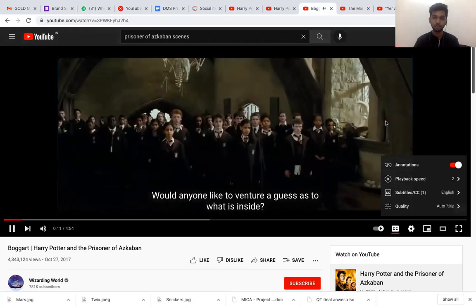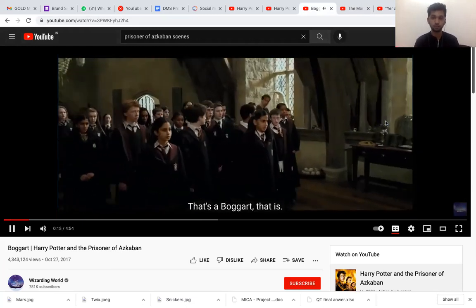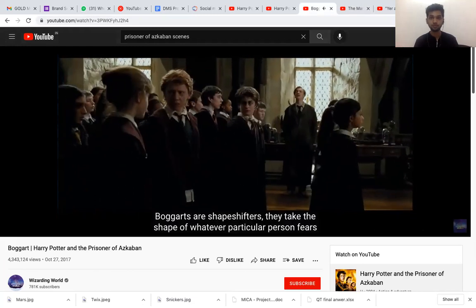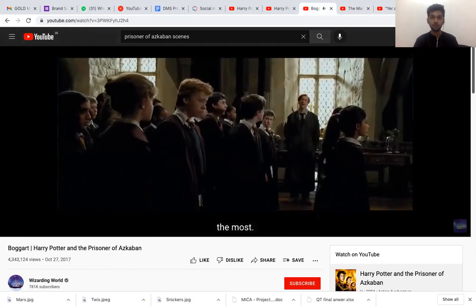Anyone like to venture a guess as to what is inside? That's a boggle. Very good, Mrs. Now, can anybody tell me what a boggart looks like? No one knows. Boggarts are shapeshifters. They take the shape whatever a particular person fears the most. That's what makes them So terrifying.